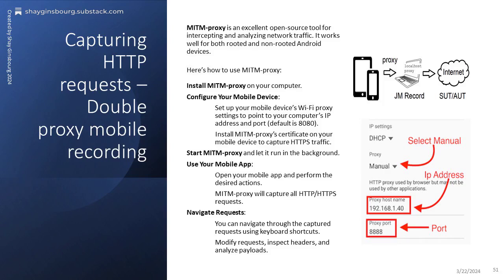MITM Proxy is an excellent open-source tool for intercepting and analyzing network traffic. It works well for both rooted and non-rooted Android devices. Set up your mobile device's Wi-Fi proxy settings to point to your computer's IP address and port. Default is 8080. Install MITM Proxy's certificate on your mobile device to capture HTTPS traffic. Start MITM Proxy and let it run in the background.